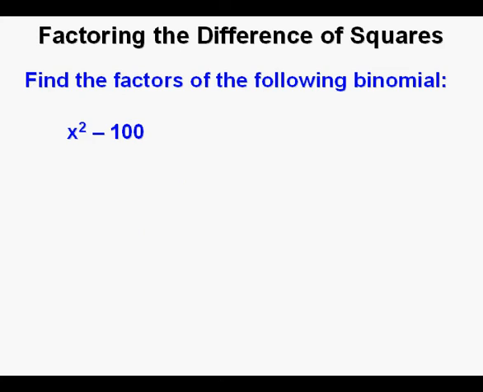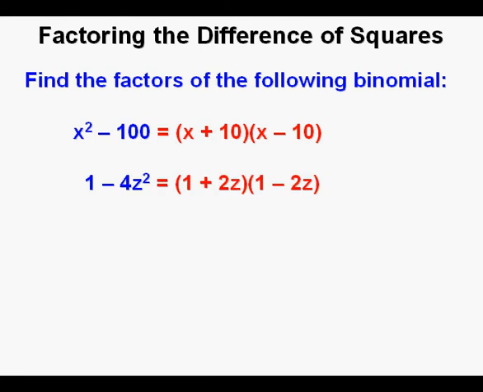Let's look at a few problems to apply the difference of squares. You'll probably get more out of this if you pause on each problem before it's worked out to see what you get as an answer before playing ahead to see how you did. Find the factors of x squared minus 100. Using the difference of squares, this factors out to quantity x plus 10 times quantity x minus 10. Let's look at this next one, 1 minus 4z squared. Using the difference of squares, this factors out to quantity 1 plus 2z times quantity 1 minus 2z.